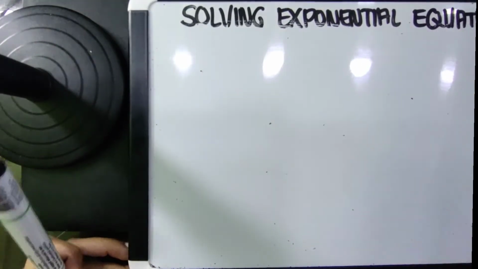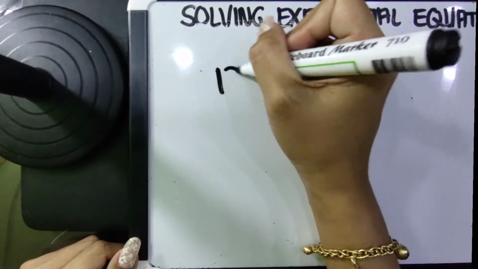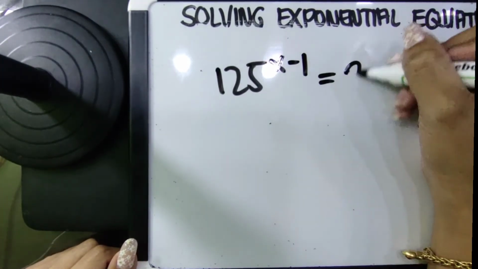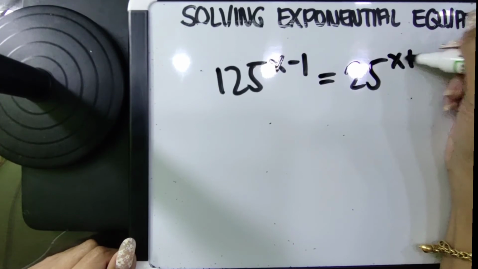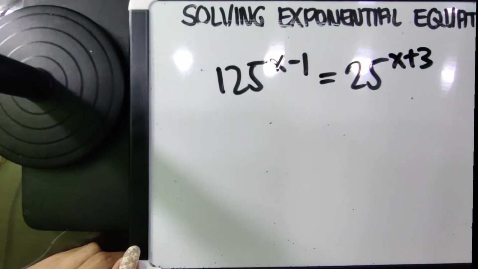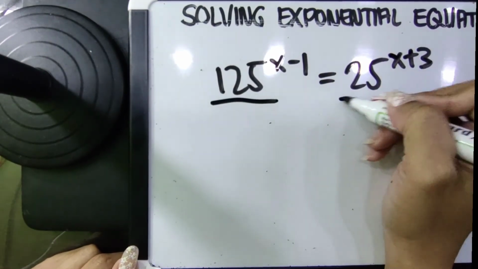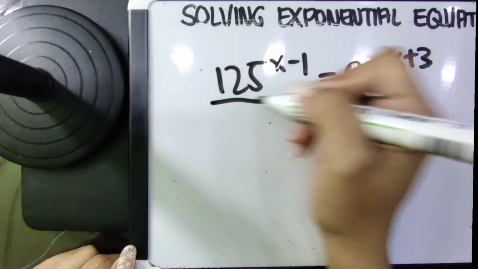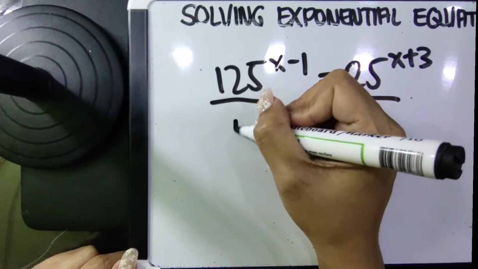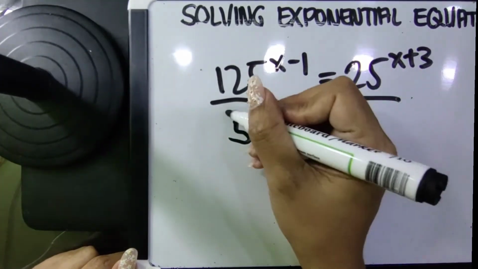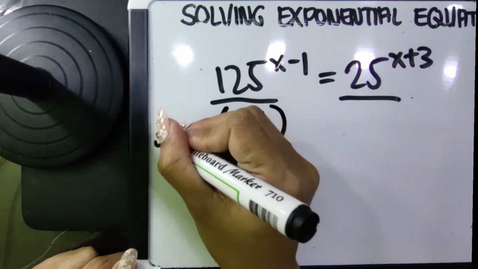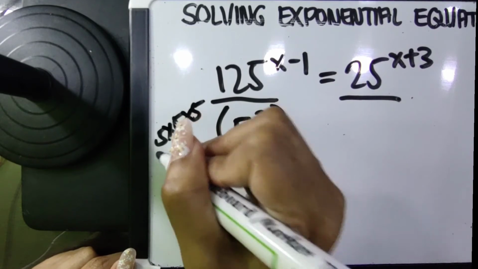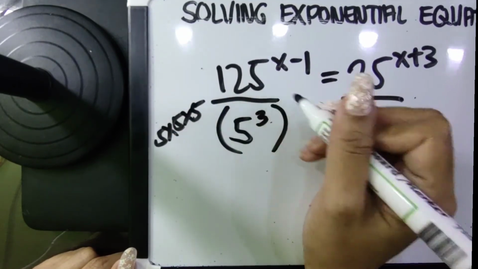Another example that I have is 125 raised to x minus 1 is equal to 25 raised to x plus 3. Okay? So, since our bases are not the same, we are going to find the value of each base. So, I'm going to use 5 raised to 3. So, how did I get that? 5 times 5 times 5. So, 5 times 5 is 25. 25 times 5 equals 125.